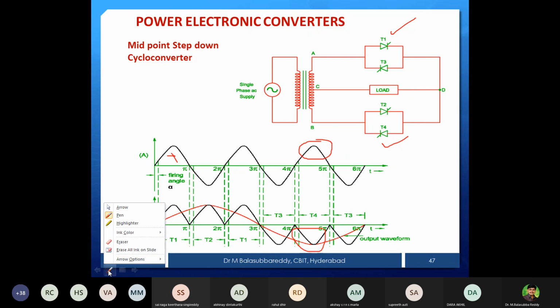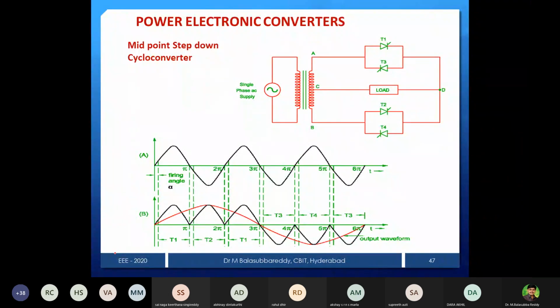Like that, at any instant you want, you can fire the corresponding device. Similarly, in the negative half cycle, this is minus, this is plus. In the negative half cycle, T3 is forward biased, T2 is forward biased. If I fire T2, then what will happen? It goes like this, in the same direction, so that is positive. And if I fire T3, it goes like this, in the opposite direction, and you get negative. So again, in the negative half cycle, if you want positive, you fire the positive group device, and if you want negative, you fire the negative group device.